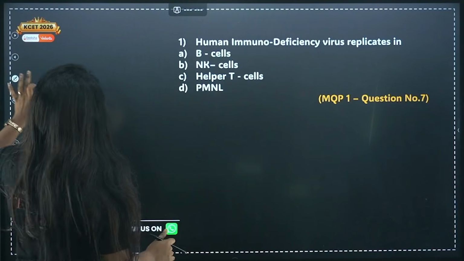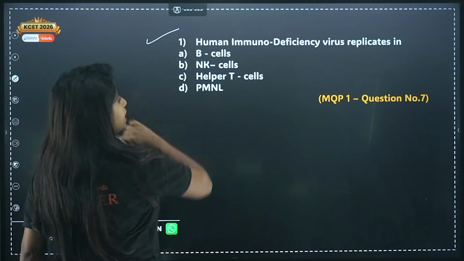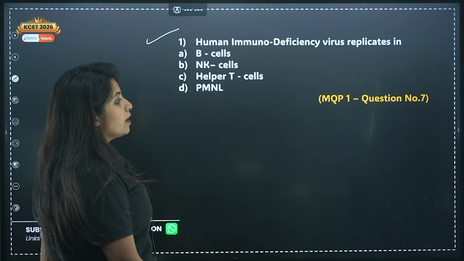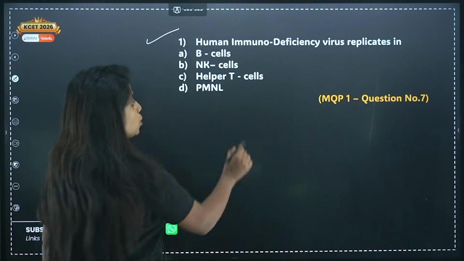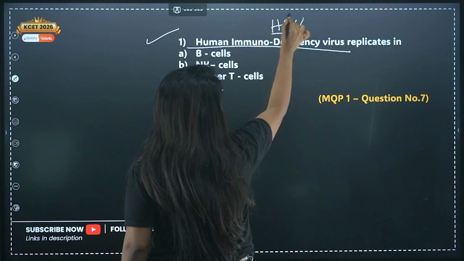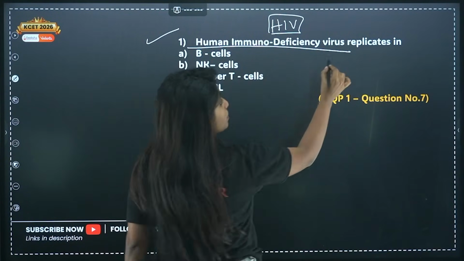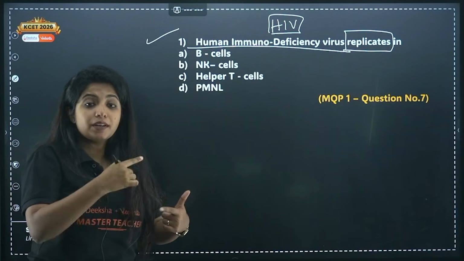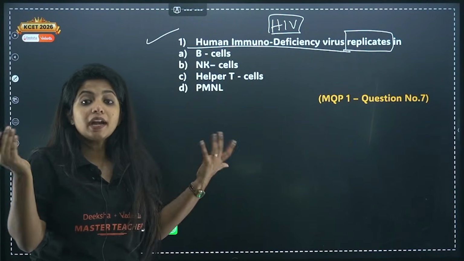Starting with the first question that we have: Human immunodeficiency virus replicates in. This is MQP1 question number 7. Human immunodeficiency virus means you're talking about the HIV virus which causes AIDS. Now it has been asked, where does it replicate? Replicate means increase its number, make copies. Where does it do that?